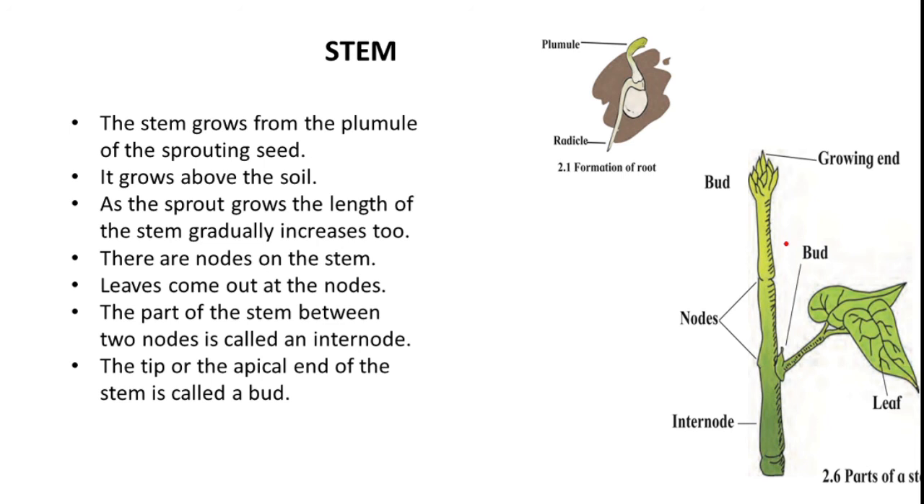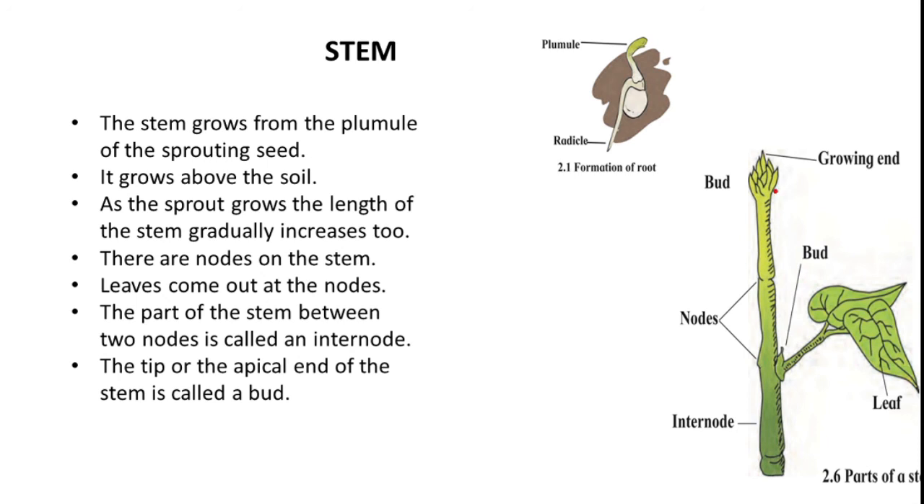There are nodes on the stem. So we can see this picture, these are nodes. Leaves come out at the nodes. You can see the leaf come out from the nodes. The part of the stem between two nodes is called internode. So this is internode.